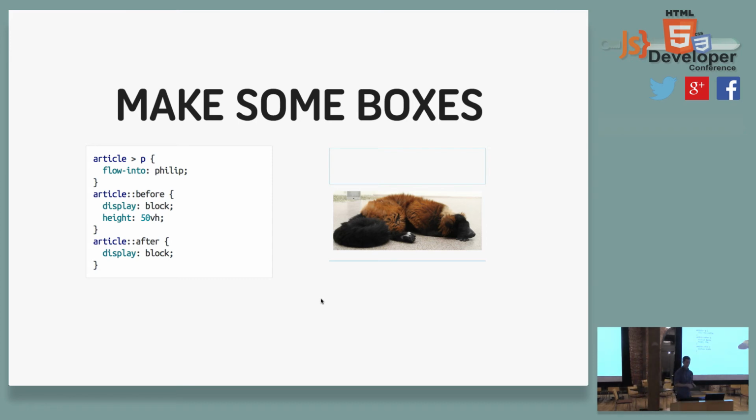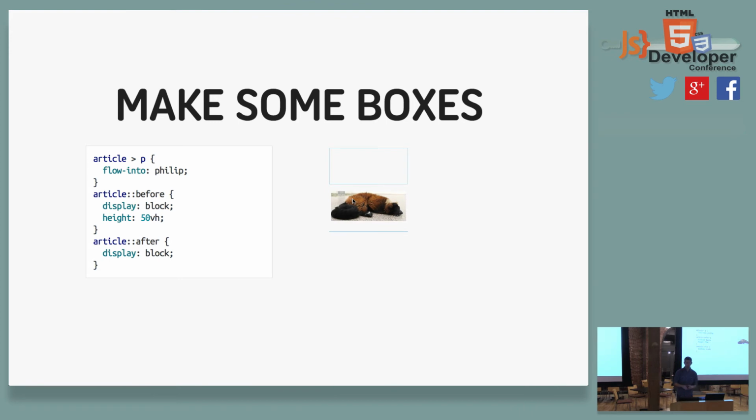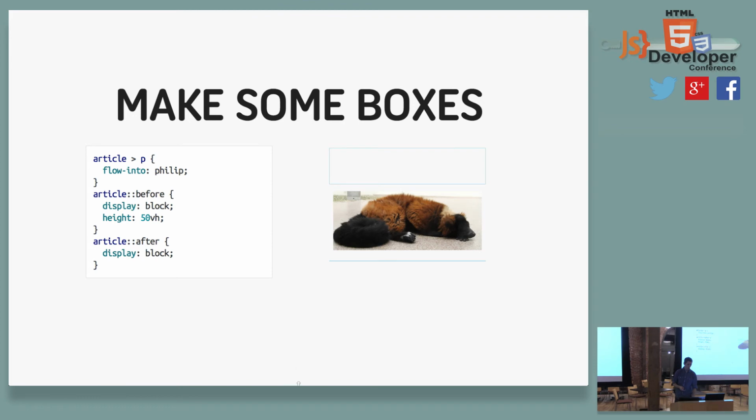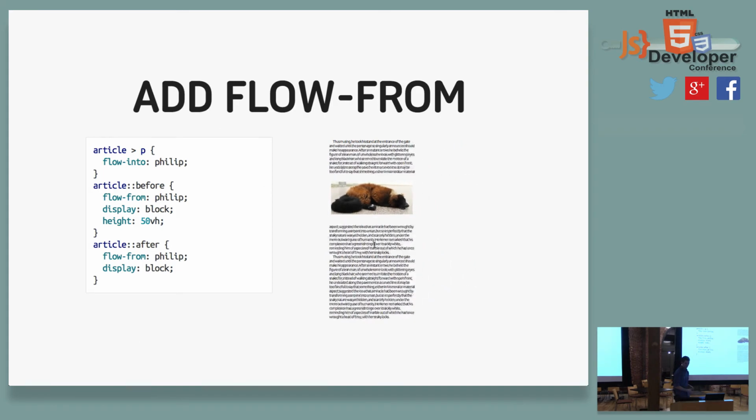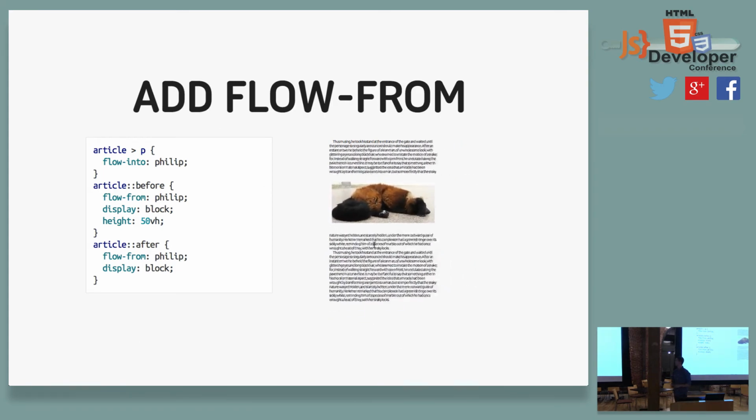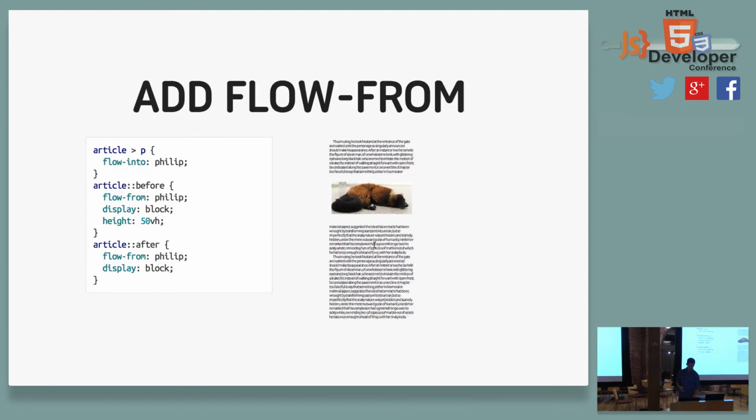In this case, we're using pseudo-elements to draw these boxes. We have a display block, and we've defined the height on the box. So now, as I'm resizing, I have a fixed height on the box. And now it's time to just put the content into it. So we use flow from. We have our named flow, which is fill up, and we use flow from to pull all of that content. We just add it to the before and to the after. Now the content is inside of our boxes, and we get the result that we wanted. All of the text is flowing around the image.